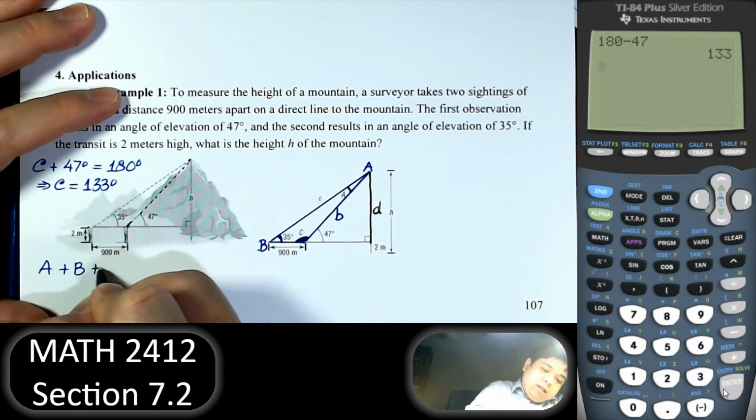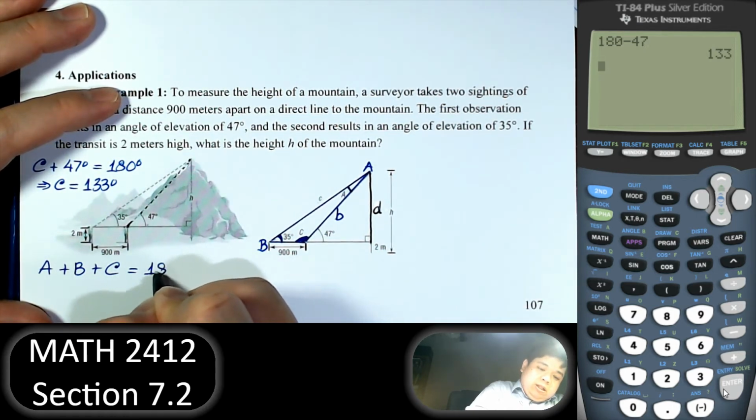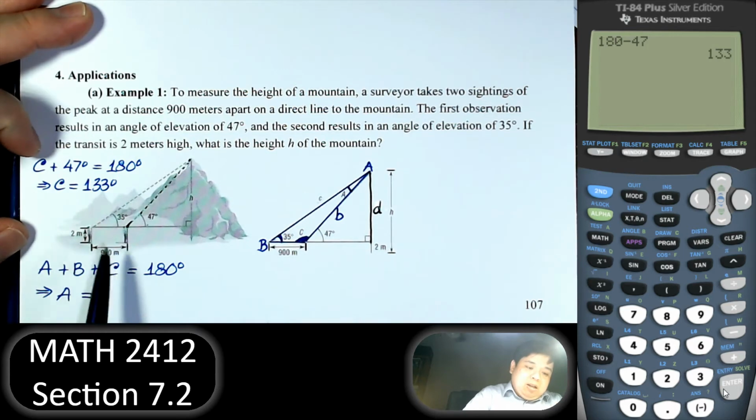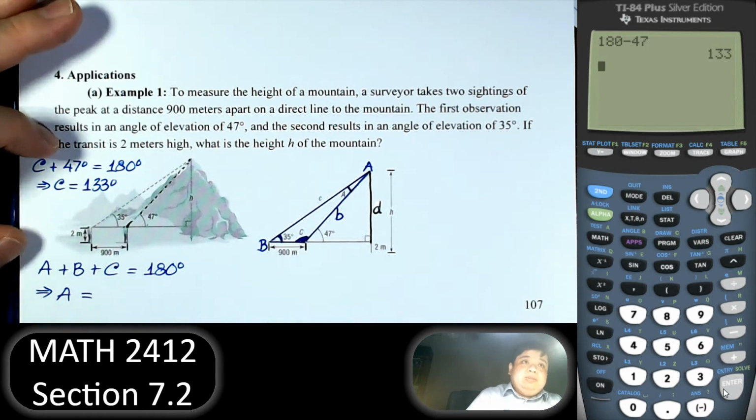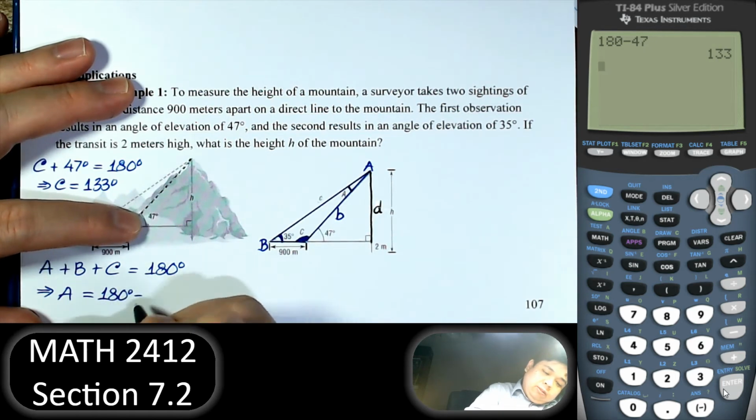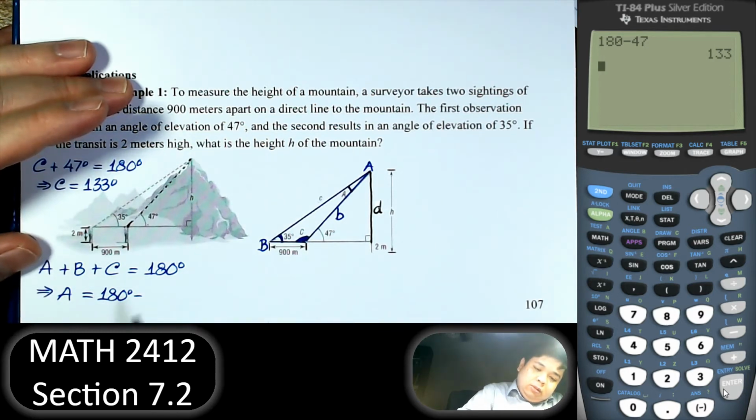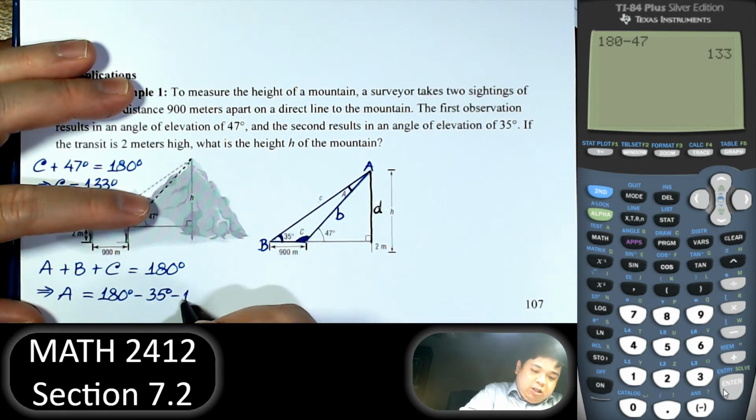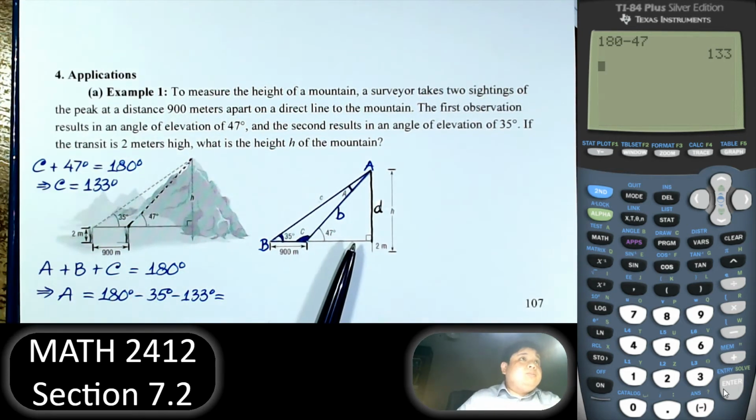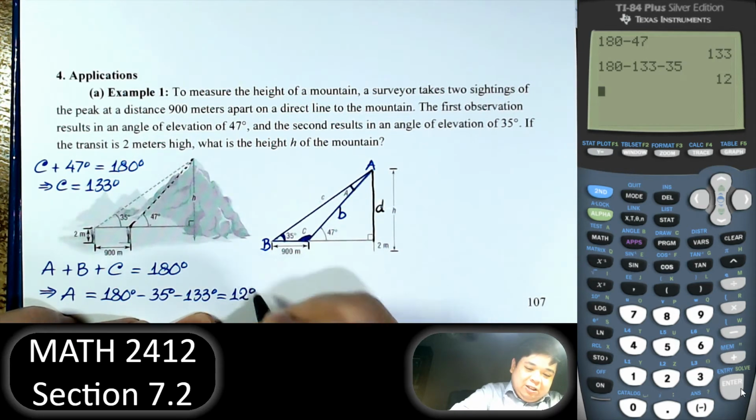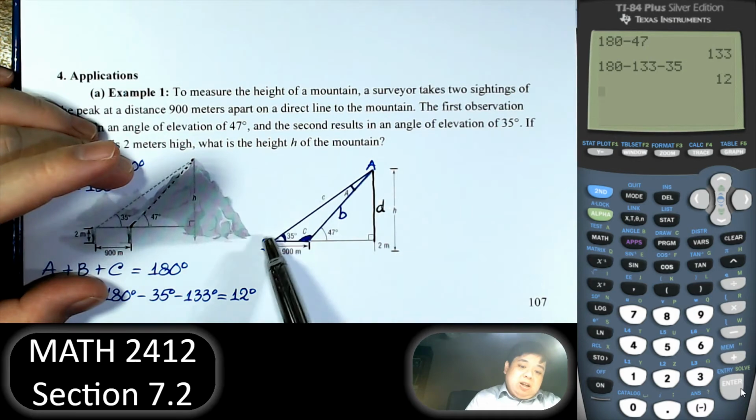A plus B plus C is 180 degrees. So angle A is 180 minus angle C minus B. 180 minus 133 minus 35 is 12 degrees. Right, so we have all the angles in this triangle here.